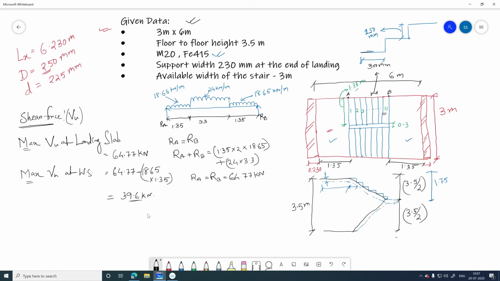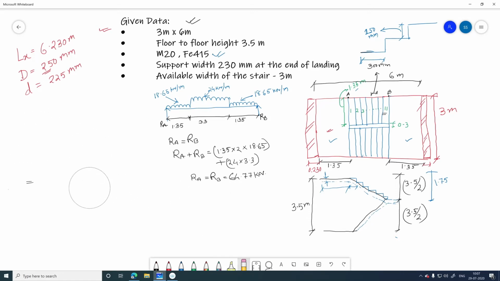Now you need to determine the maximum moment. Only then can you check whether the depth we considered, that means 250, is correct or not. So to determine that, we need to determine the moment first, right? You already know how to determine the bending moment diagram and shear force diagram, that you have learned in strength of materials classes, right? So we need to do the same thing over here also. So let's remove this.